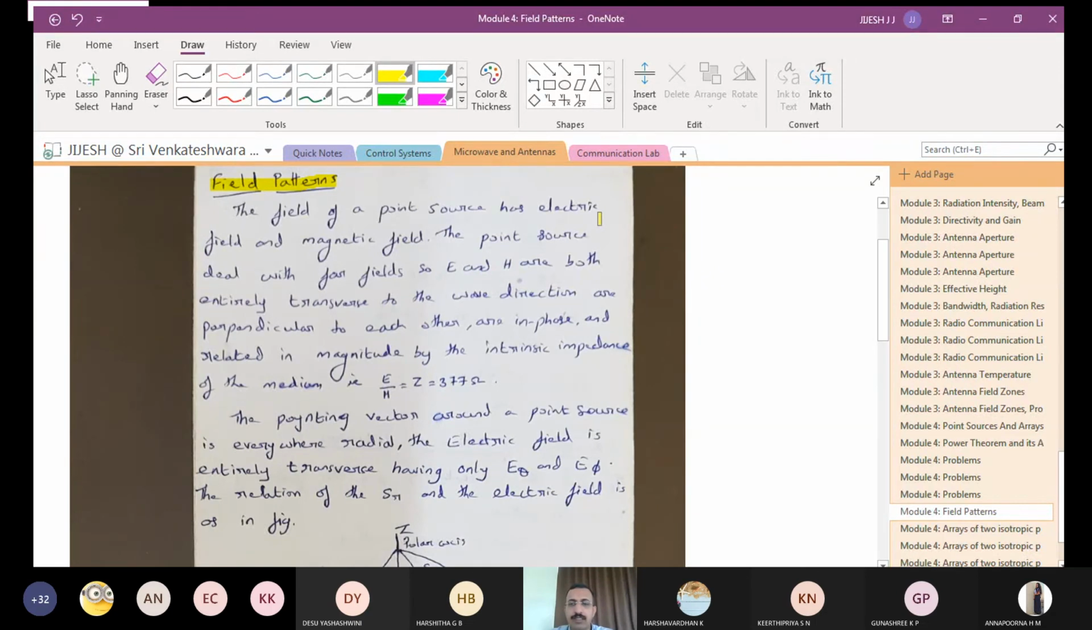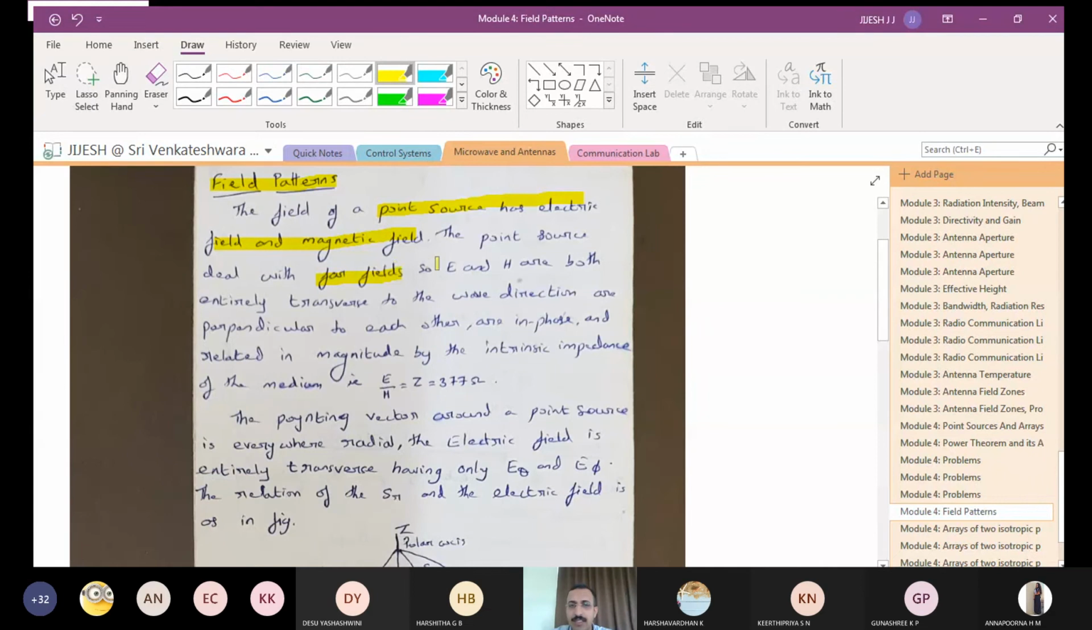You have seen that the field of a point source has an electric field as well as a magnetic field. The point source deals with the far field. We have seen near field means 2L square by lambda. We have found out the R, and if it is within the boundary of 2L square by lambda, you call it near field, and apart from that you call it far field. So the point source deals with far field.